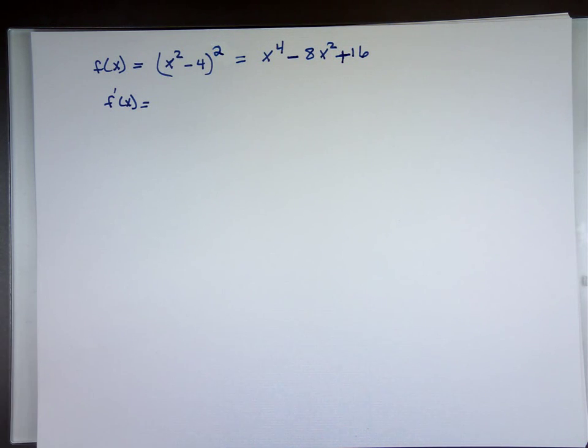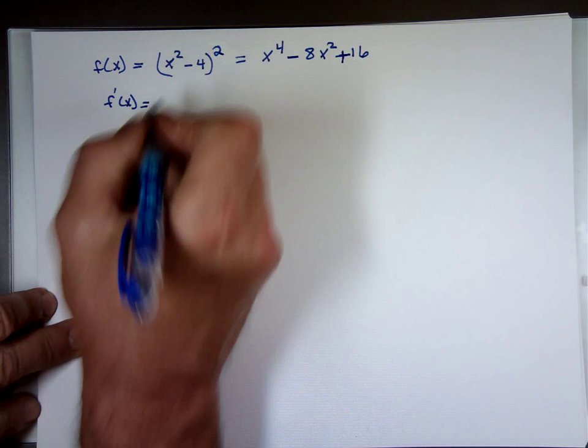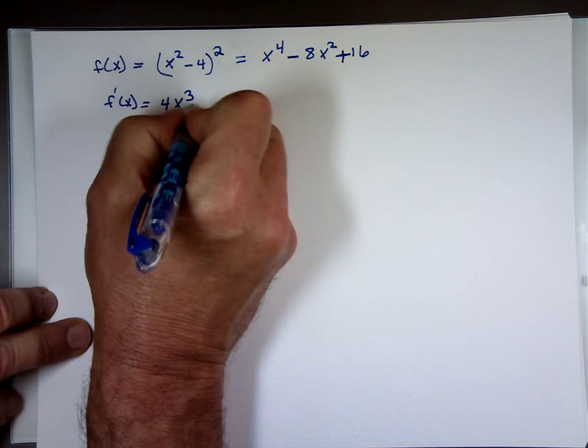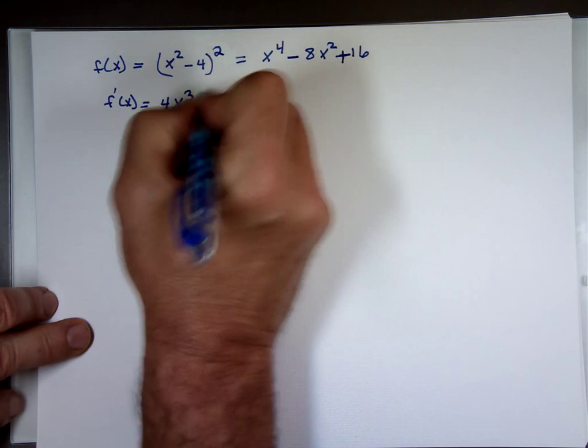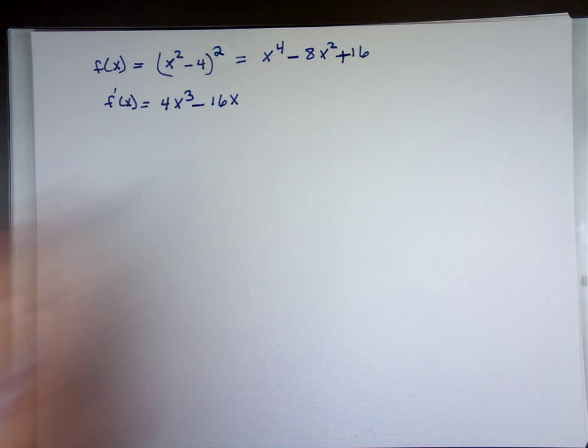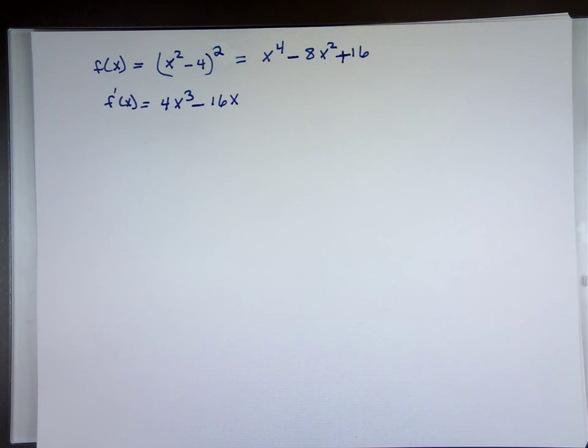Taking the derivative is much quicker now. What's the derivative of that? 4x to the third minus what? 8 times 2, 16x. I just said I'm going to do the first derivative and the second derivative. I'm going to do all of it.